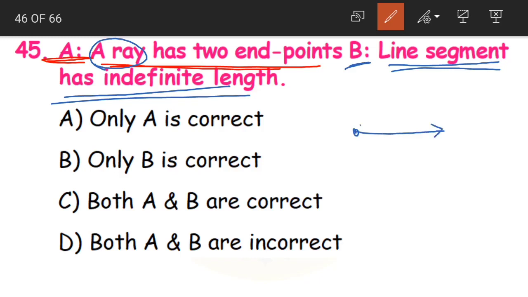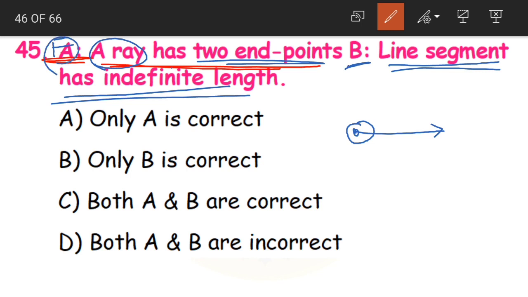This is a ray. Now from this, how many endpoints does our ray have, children? A ray has only one endpoint, but the statement here is saying that a ray has two endpoints. Now is this true or false? It is false. Statement A is false.